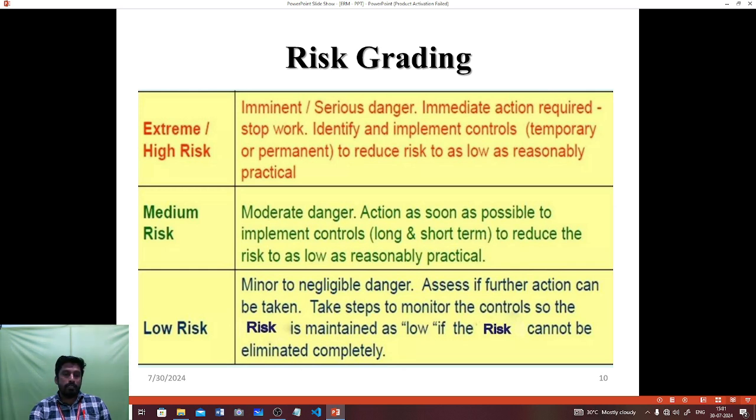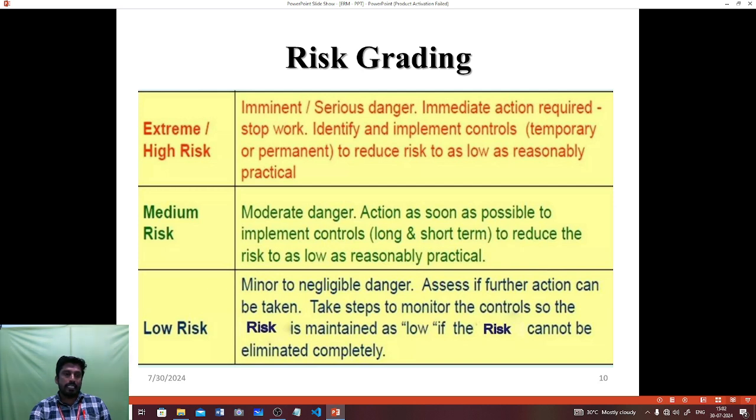The second one is medium risk. Medium risk is a moderate danger. Action should be taken as soon as possible to implement the controls, whether long term or short term. So if something happens to the environment, action will be taken. Solutions are given within some duration, such as months or years. So it is considered long and short term, to reduce the risk as far as reasonably practical. It may be considered that a scale ratio above 10 will be produced.